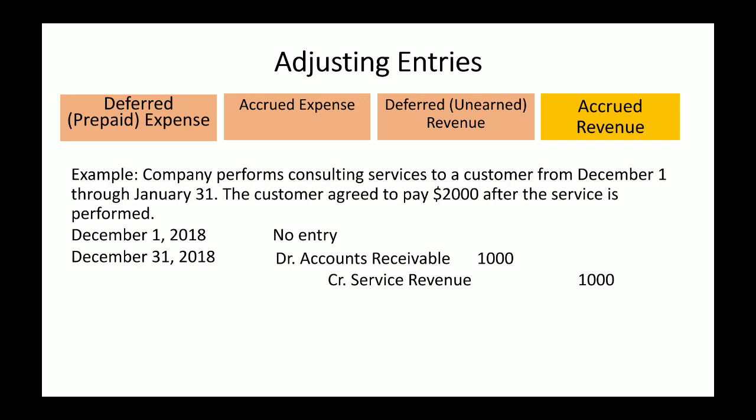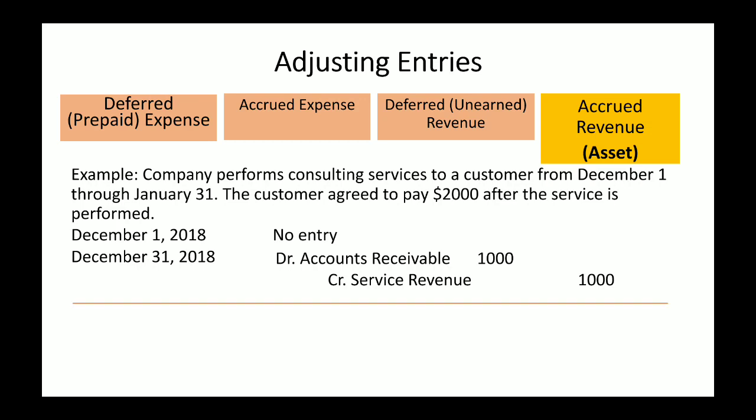Accounts receivable is an accrued revenue, which is an asset account. Yes, it is an asset. Actually, it's not revenue. It means that the company earned revenue but has not received money yet.